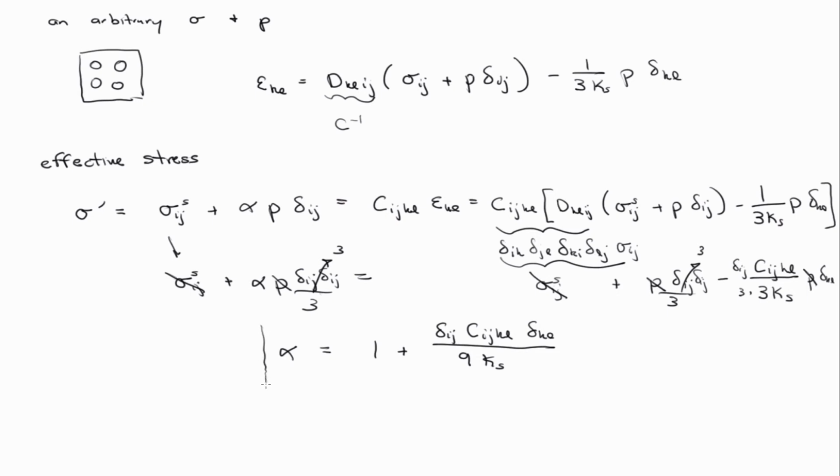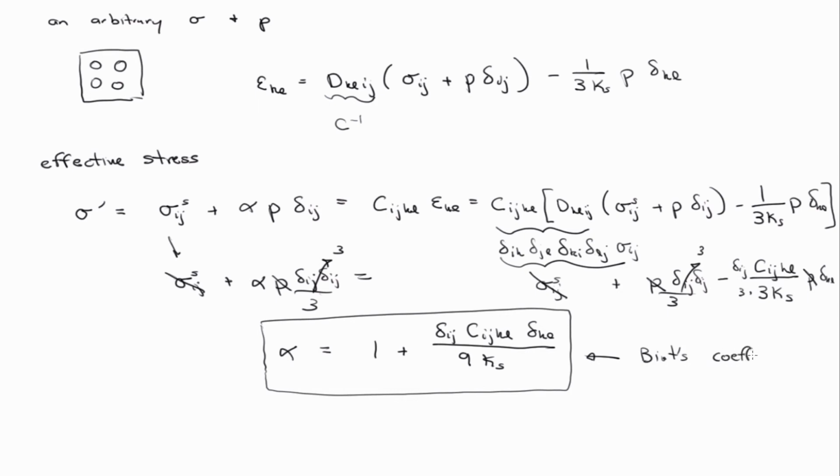So this thing, alpha, it's called Biot's coefficient. So you probably, if you had like an undergraduate reservoir geomechanics class or something, you might have seen Biot's coefficient, but you may not have seen it derived like that, where it came from. We're going to make it even simpler.